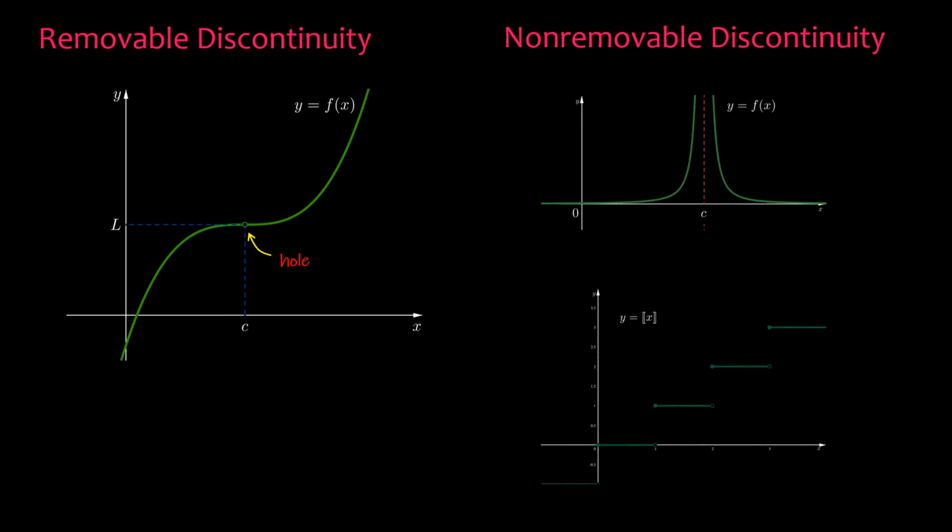Non-removable discontinuity. It is a discontinuity that cannot be removed even if the value of f is redefined at the point of discontinuity. Some examples of non-removable discontinuity are infinite discontinuities and jump discontinuities. Redefining the function at a point of discontinuity does not make the function continuous at that point.